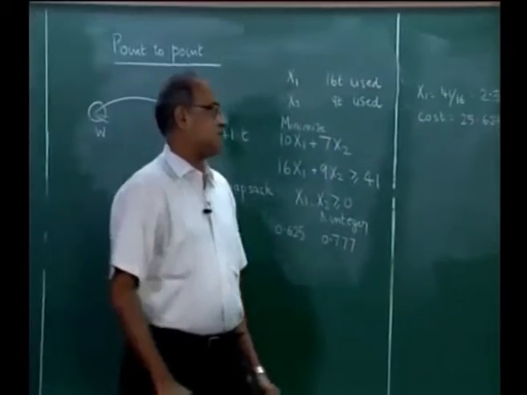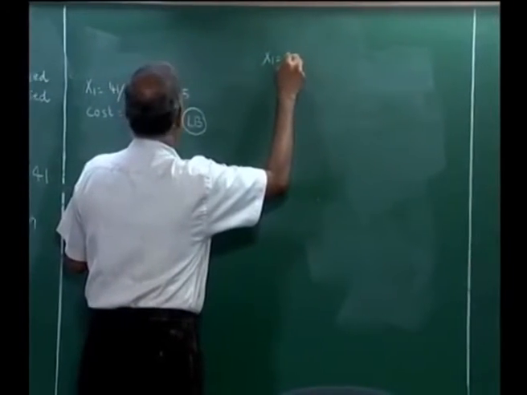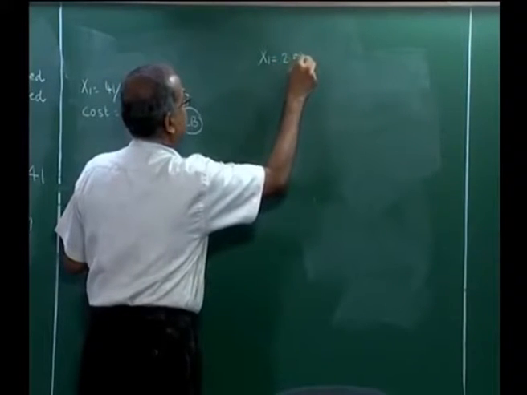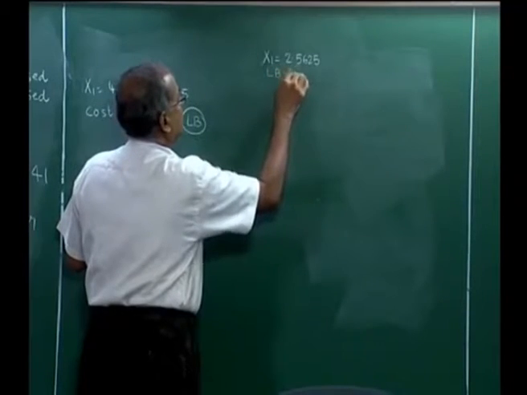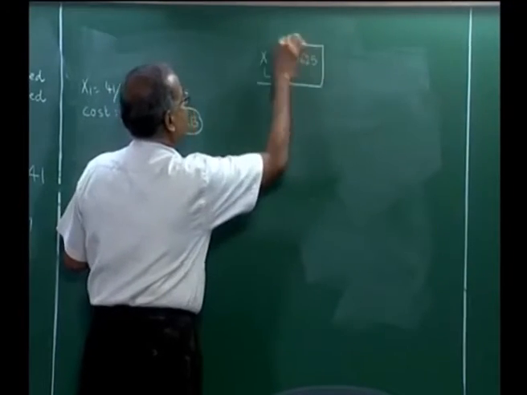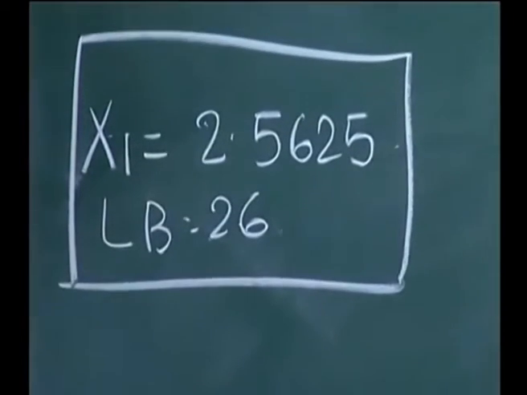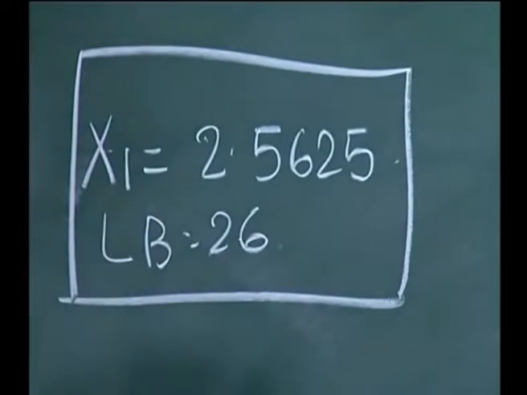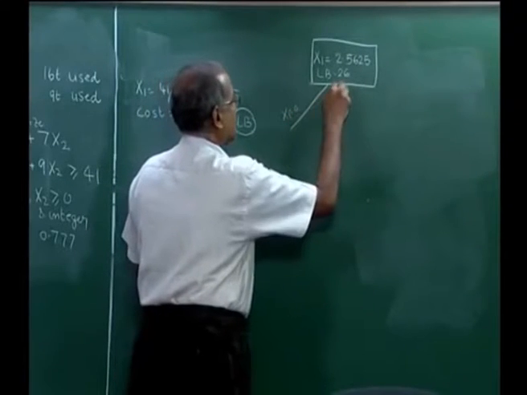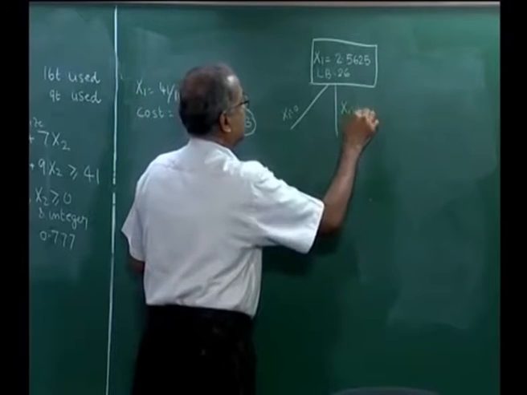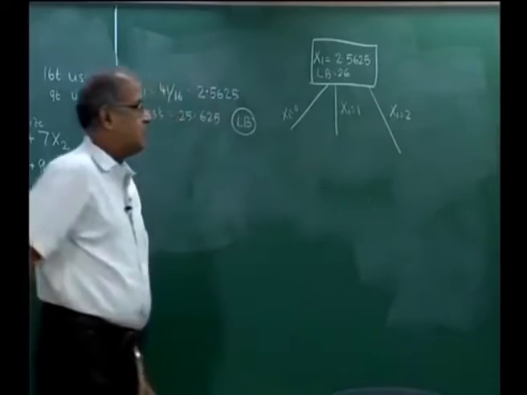to this. So, we can start the problem by saying x1 is equal to 2.5625 with lower bound equal to 25.625, which makes it 26. Now from this, since x1 equal to 2.5625, we can branch off with x1 equal to 0, x1 equal to 1 and x1 equal to 2.